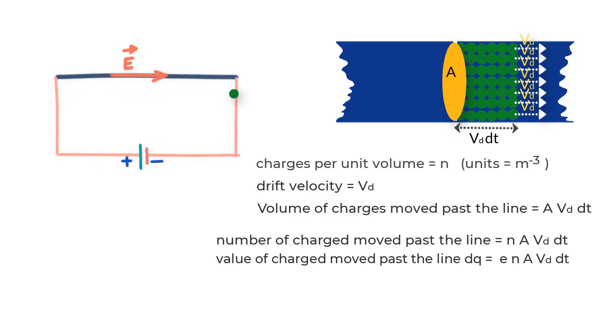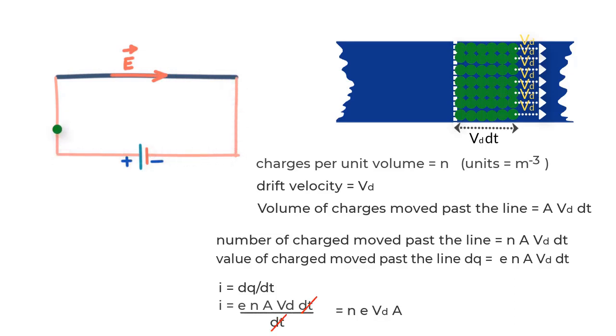And therefore the current, according to the definition we agreed on, is I equal to dq upon dt, which is equal to e n A Vd dt upon dt, which equals n e Vd A.